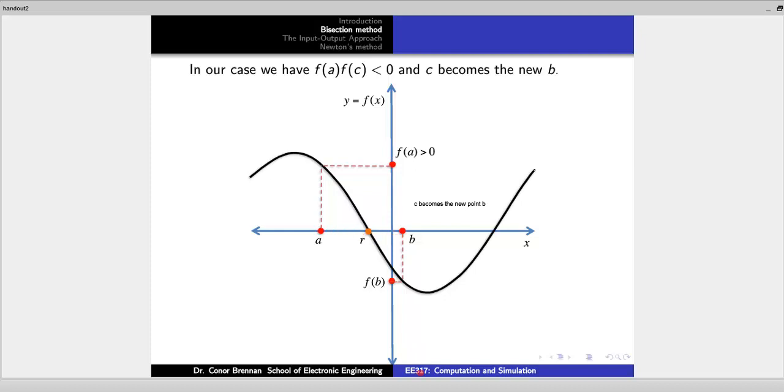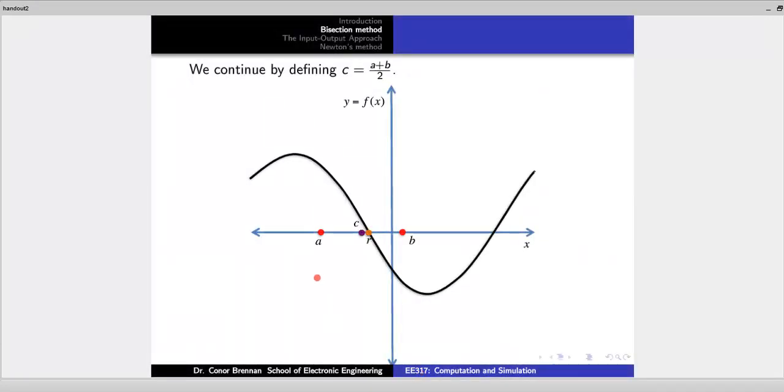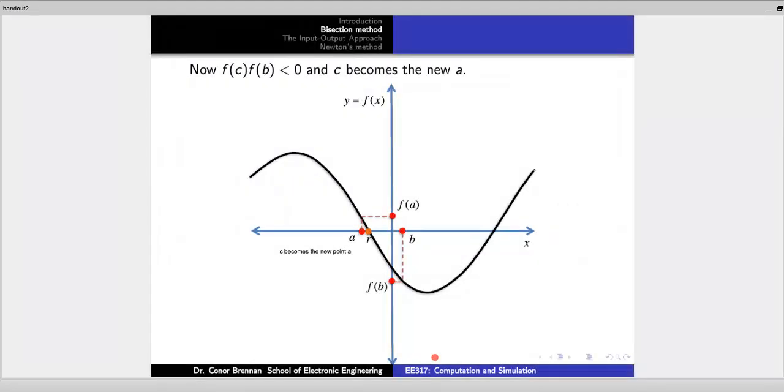We find a new midpoint, and we keep on going. There's our new midpoint, and then we either replace A with C or B with C. In this case, we'll replace A with C, because a simple check will tell us that the root is somewhere between C and B. And we end up replacing A with C, like that. Okay, so that's the bisection method.